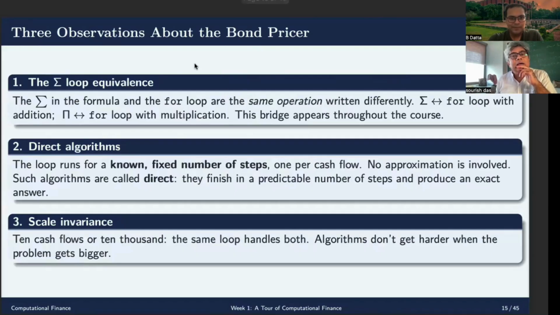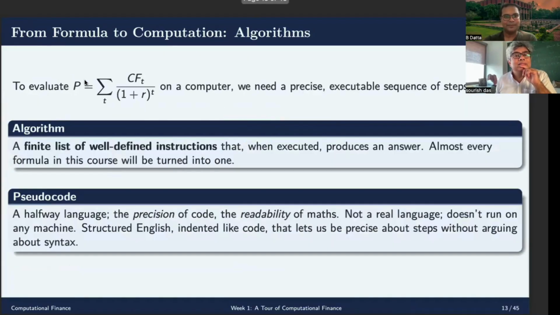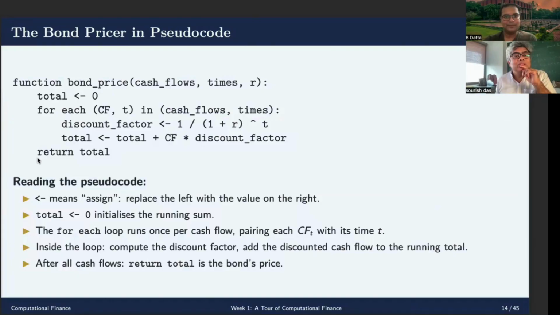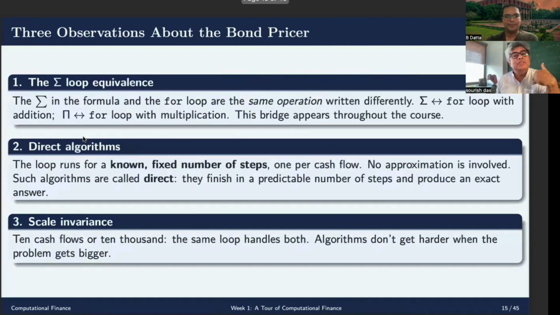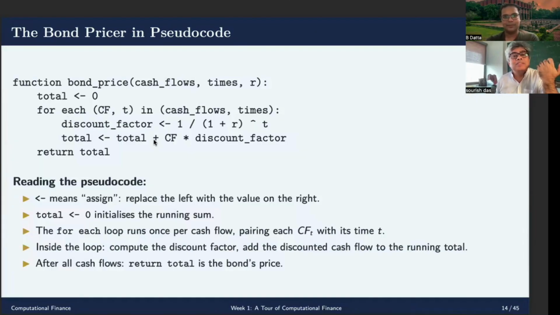Okay. So here are some observations when pricing a bond. One is the sigma-loop equivalence that I already told you about: the sum in the math that we have done is equivalent to this loop, where at each step I just keep adding. So this sigma is the loop equivalence. Sometimes it could be a product. If it is a product, then instead of plus it would have been a star, that is, multiplication instead of summation.